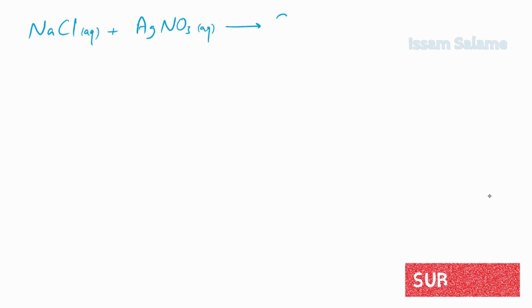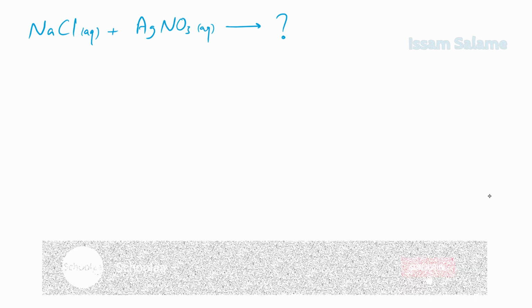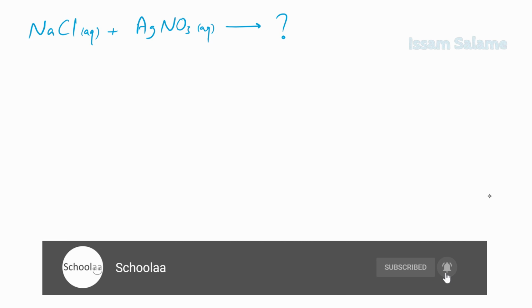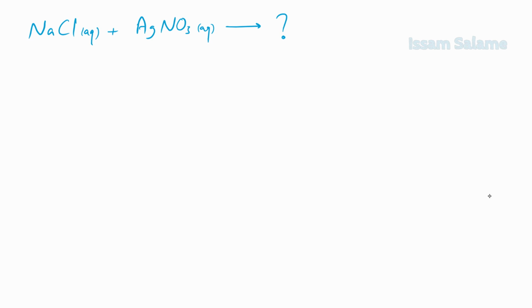Now, what if the question is to predict the products of the reaction between sodium chloride and silver nitrate. Here, this is a double displacement reaction. And for you to learn more about double displacement reactions, you can find the link in the description below that shows the different types of reactions.